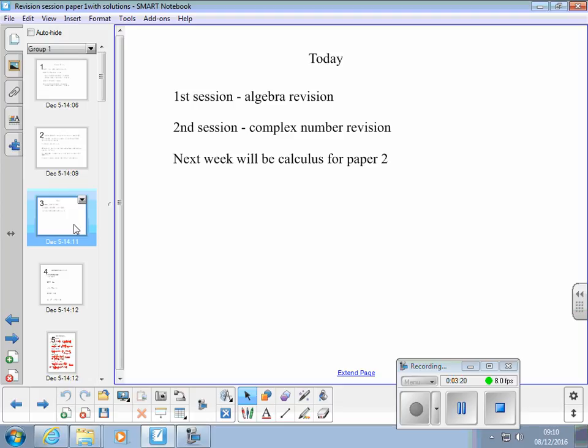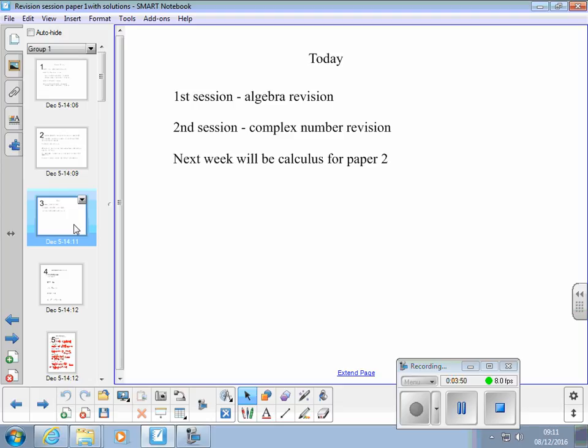I'll only issue that paper. I want to try not to spend too much time next week answering questions about that paper and wasting the time we need to revise the paper 2 stuff, which is the differential and integral calculus. So if that goes okay this week, we'll do a similar thing next week for the other paper.